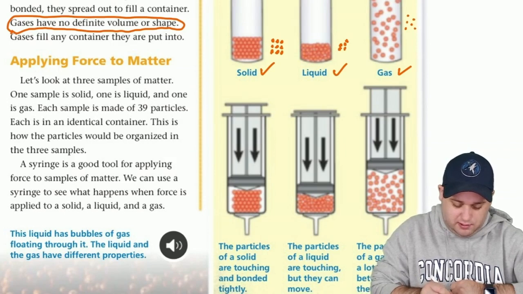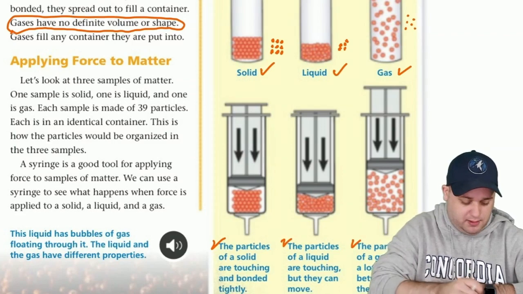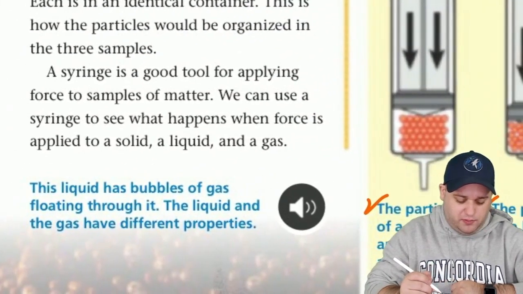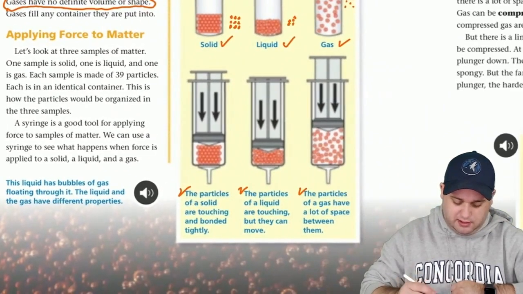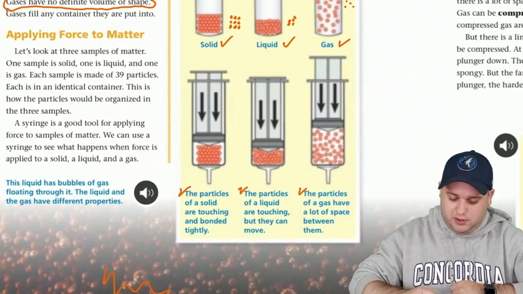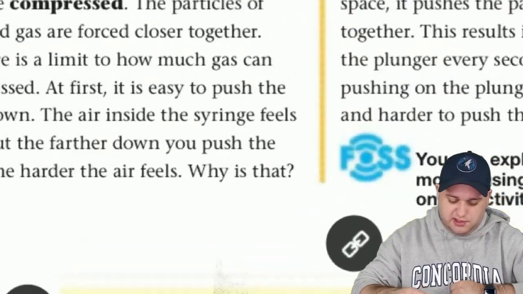The particles of a solid are touching and bonded tightly. The particles of a liquid are touching, but they can move. The particles of gas have a lot of space between them. And it also says, this liquid has bubbles of gas floating through it. The liquid and gas have different properties. So you can see that in the background, it looks like what? Maybe Coca-Cola back here? So there's some gas within that. All right, let's go over to this part of the page.